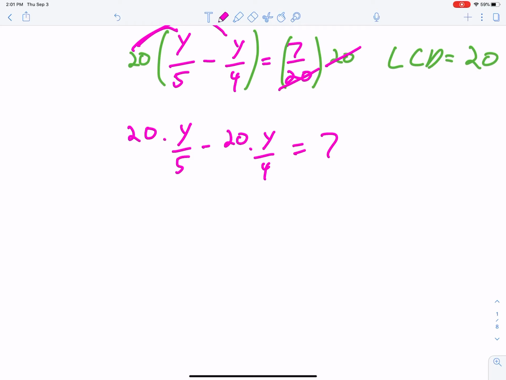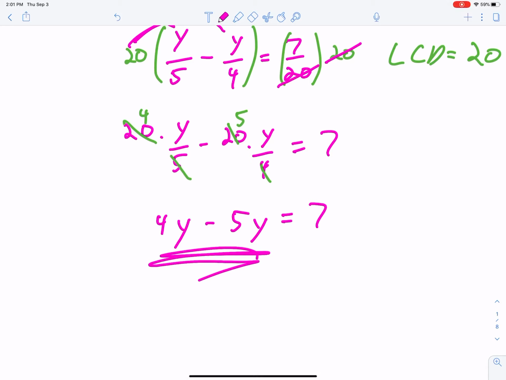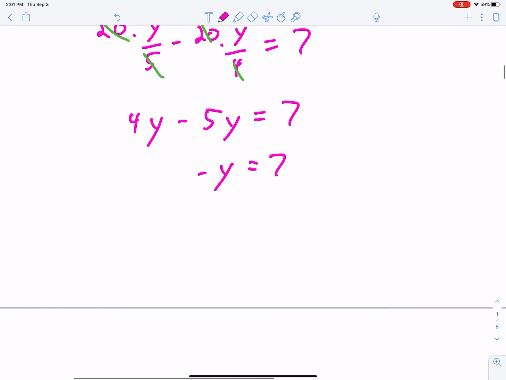Okay, more reducing here. So 20 over 5 is 4. 20 over 4 is 5. So there we go. We have 4y minus 5y equals 7. Now we combine our like terms. We have only variable terms here on the left. 4y minus 5y, be careful, that's negative y equals 7.